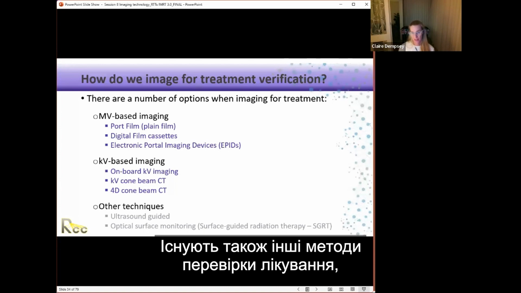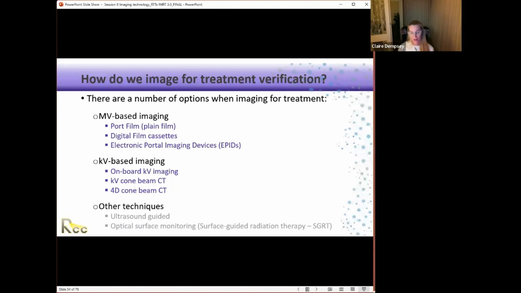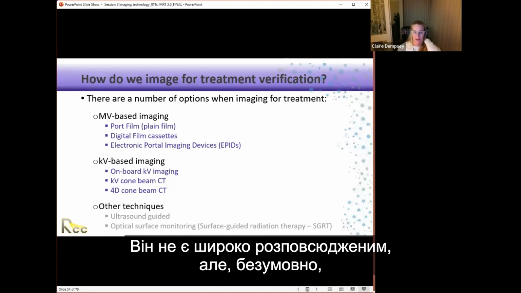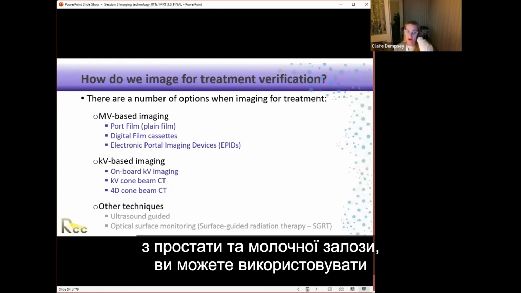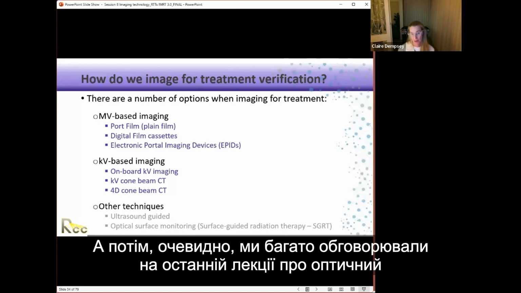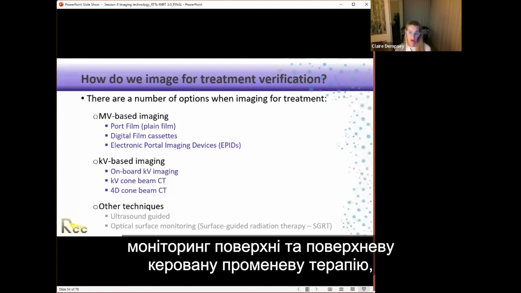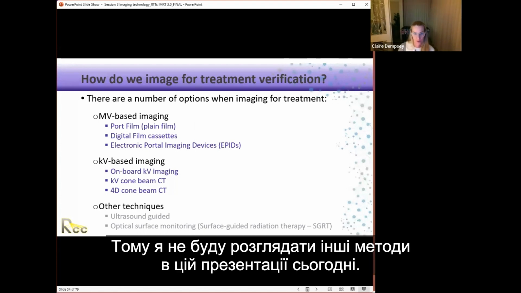There are also other techniques for treatment verification. You can have ultrasound guided treatment verification. It's not widely used, but certainly some places do use it for things like prostate and breast patients. And then obviously we had a lot of discussions in the last lecture about optical surface monitoring and surface guided radiation therapy. That was in session number 7. So I won't cover those other techniques in this presentation today.